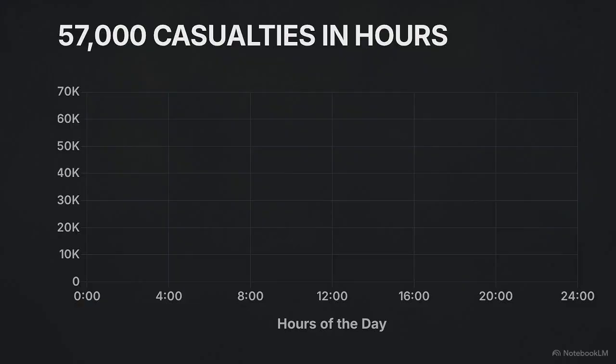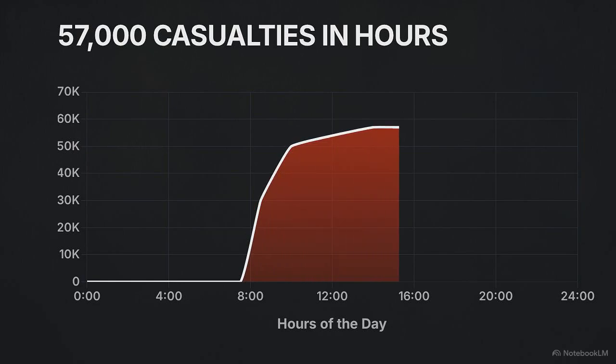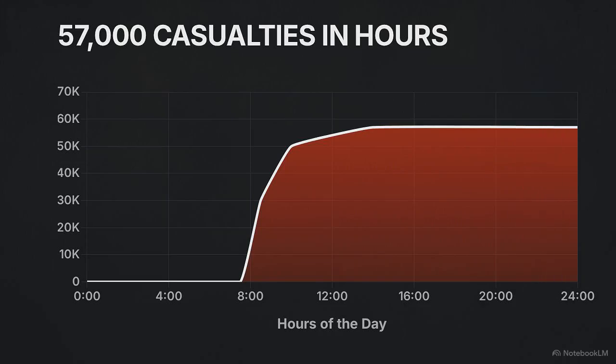This chart shows the reality of that strategy. On the first day of the Battle of the Somme, waves of British troops were sent against fortified German lines. In just a few hours, the British Army suffered 57,000 casualties.